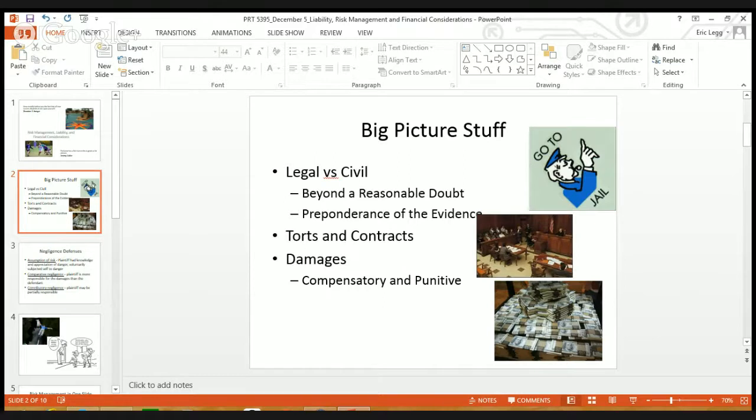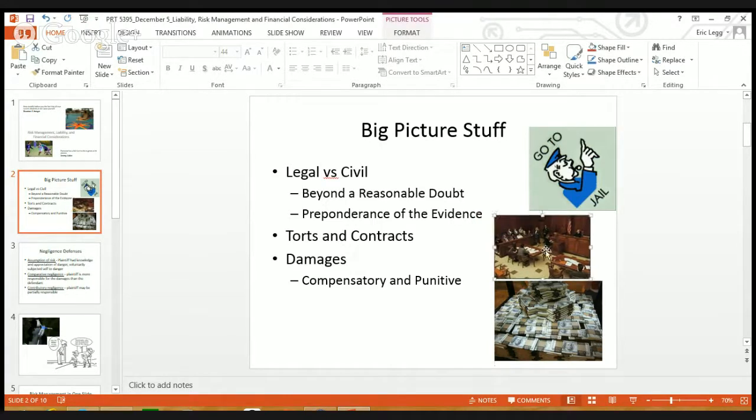So some big picture terms. When we talk about liability, we talk about legal versus civil. Things that are in the legal realm, i.e. against the law, you go to jail for, or can go to jail for. Things that are civil are wrong committed against another person. You don't go to jail for those, but you'll have to do some sort of restitution. There's a different standard for each of these. To be found guilty in a legal trial, it must be beyond a reasonable doubt. In a civil trial, it must be due to a preponderance of the evidence. So it's a lower standard to get a civil conviction than a legal conviction.